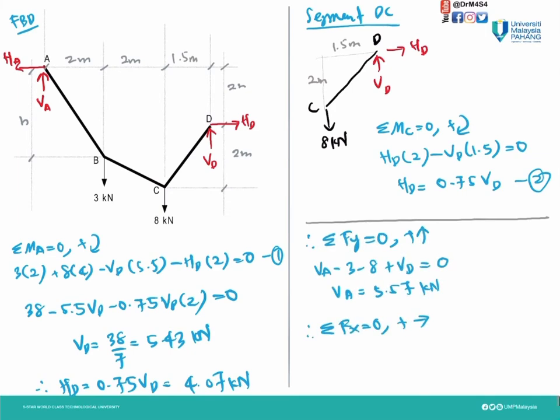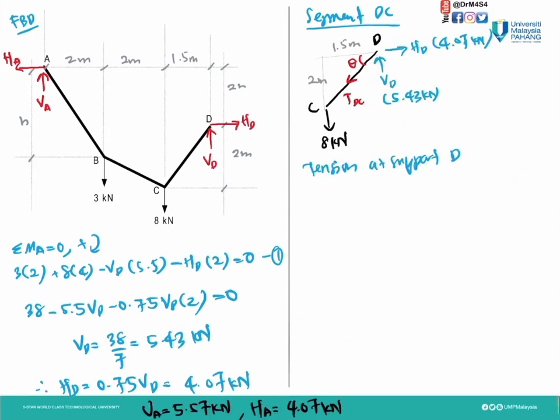Next, we take summation Fy equal to 0, positive upward. So VA going up, minus 3 going down, so minus 8 going down, so plus VD going up, equal to 0. Then we get our VA is 5.57 kN. Then we take summation of Fx equal to 0, positive to the right. Then we know HD minus HA equal to 0. So we get our HA equal to 4.07 kN.